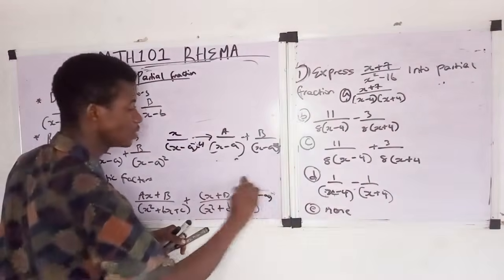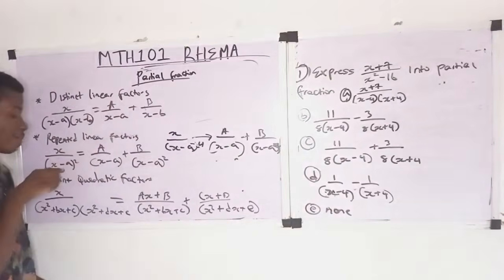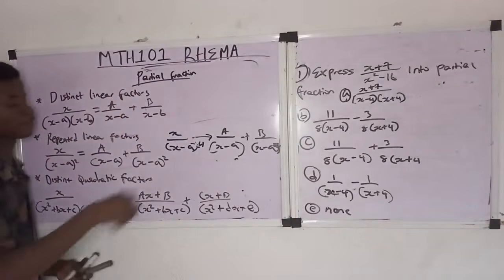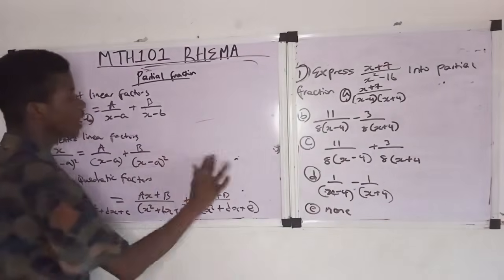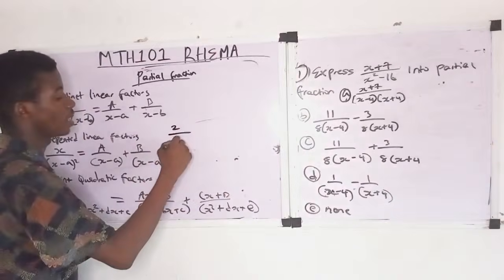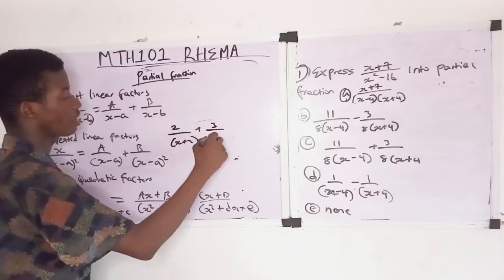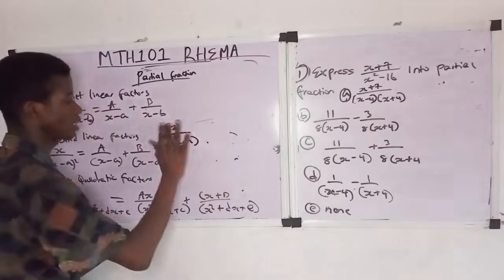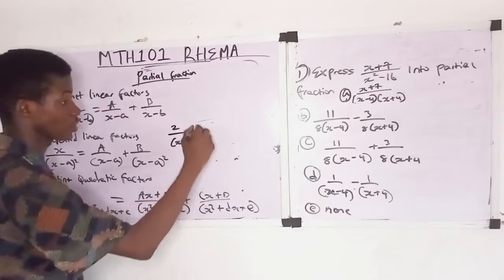So there are different categories of partial fraction. These two are linear factors because the highest power of s here is 1. Now let's say you have a partial fraction like 2 divide s plus 2, plus 3 divided by s minus 2. Let's say we have a partial fraction like this, raised to power 3. Now if you want to decompose this partial fraction, it will be something like this.